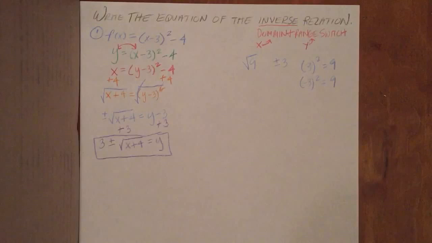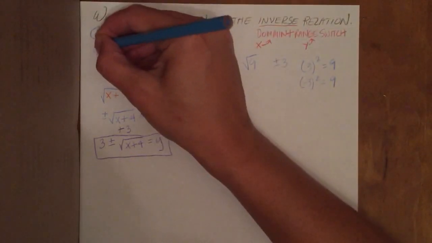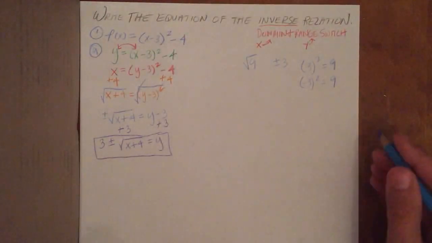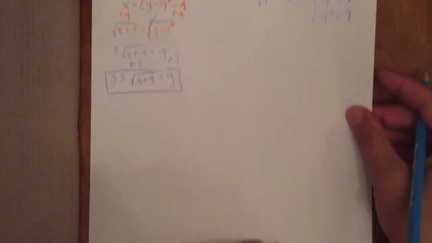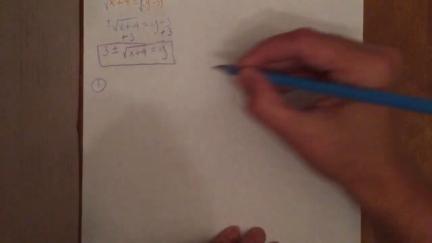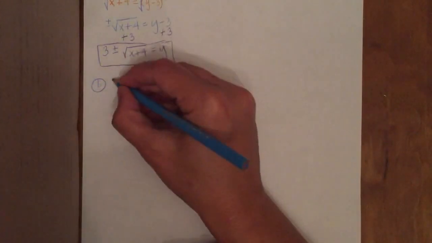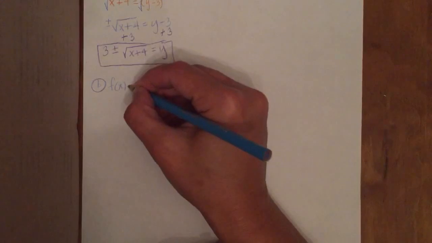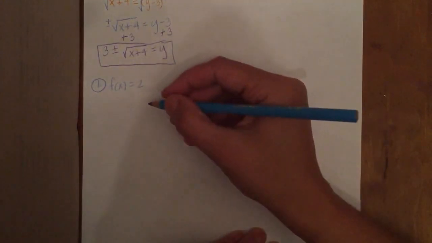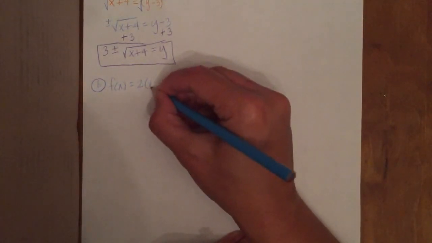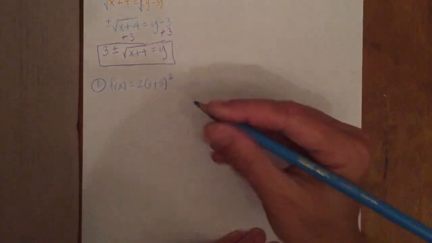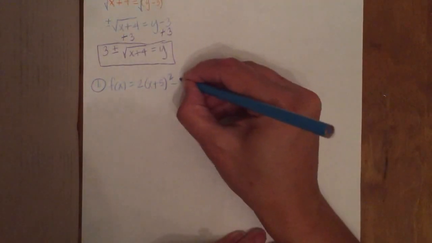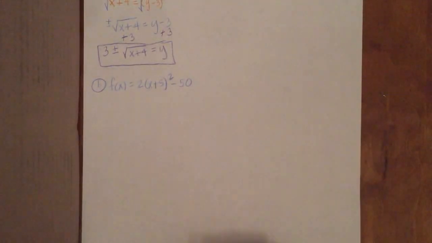So let's look at the second example in number 1. And we'll call this part A because that's the first one. Okay? So now let's look at B, the second part of number 1. And the second part of number 1 is f of x equals 2 times (x plus 5) squared minus 50. So we're going to follow the same process, the same procedure, same steps.